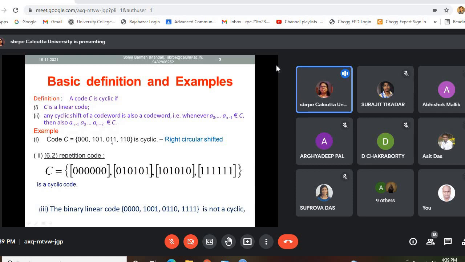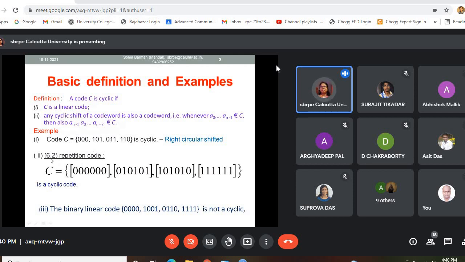If I shift right circularly shifted, so 1 will be shifted this position, so it will be 0, 1, 1. Clear? Similarly 0, 1, 1 will also be circularly right shifted to 1, 1, 0. Clear this thing? So this is a cyclic code. So in this case we are not considering the linearity property. I am coming to this point also.